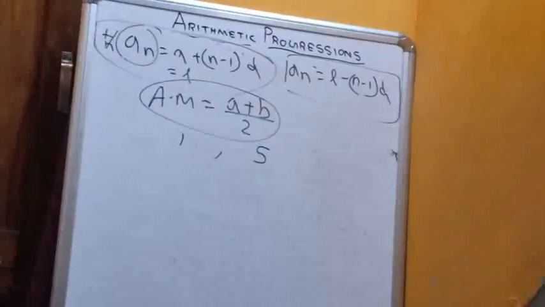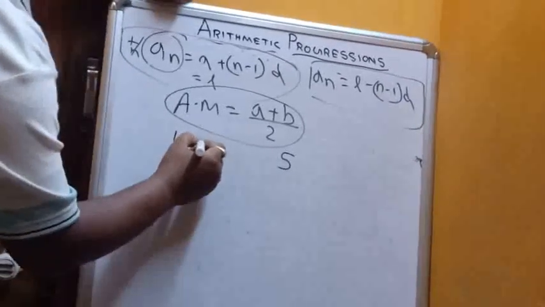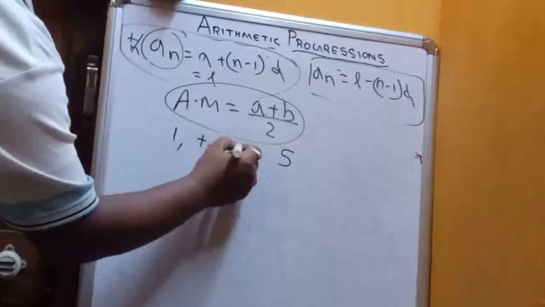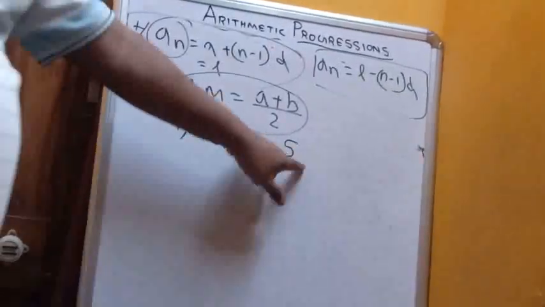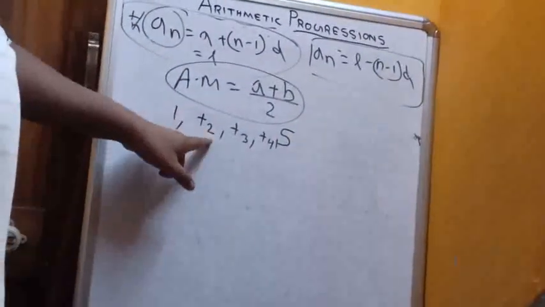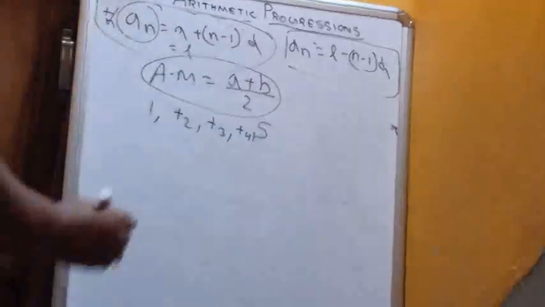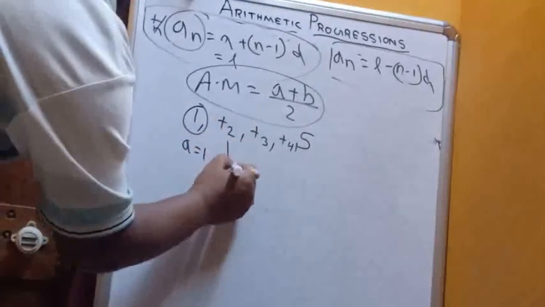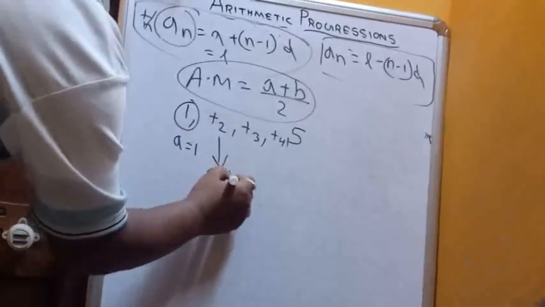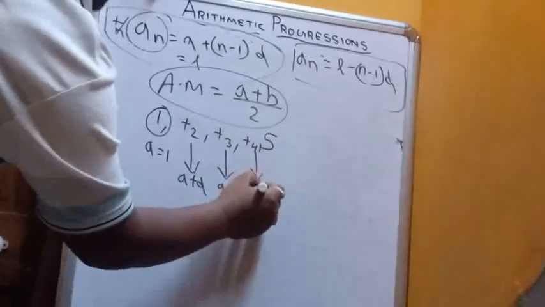How can you find out? So first you just write 1, next term equal to how much? Second term, third term and fourth term, and this must be in AP. So I have written here 1 as the first number, second number, third number, fourth number, and the fifth number is your 5. So this one is A equal to 1. This one, T2, means what? A plus D. Here A plus 2D, here A plus 3D.